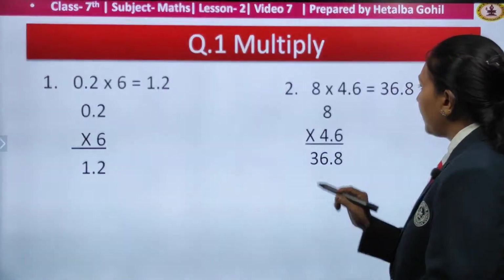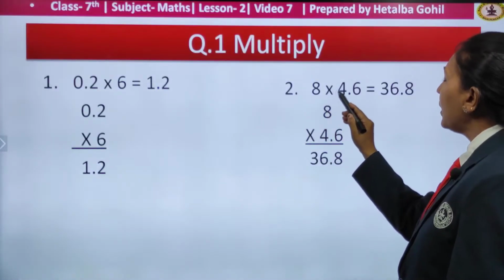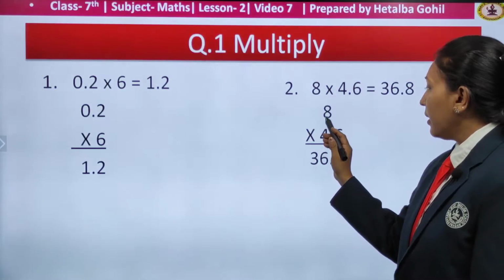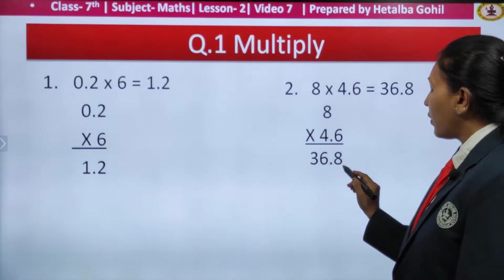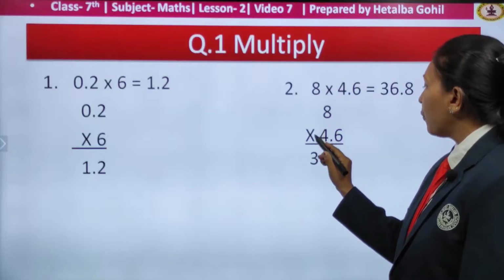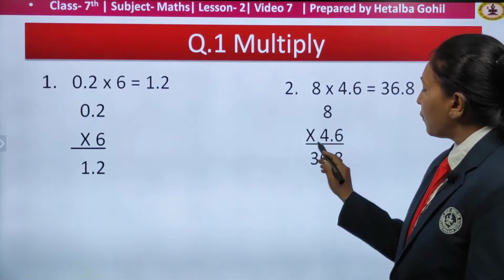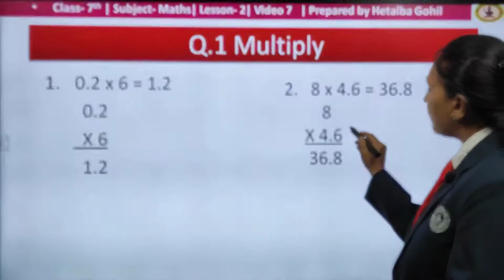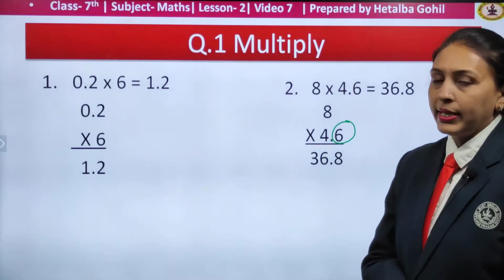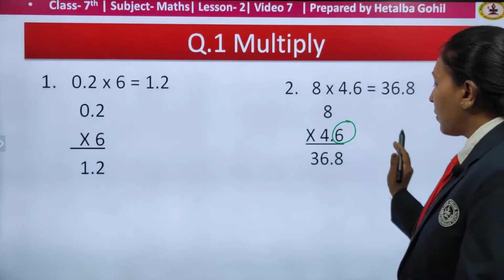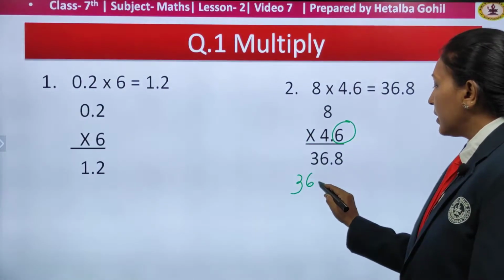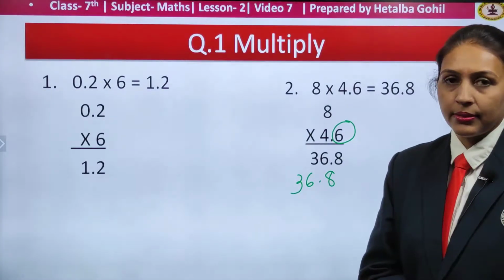Similarly, the next one we have is 8 multiplied by 4.6. Multiplying, you can see 6 8s are 48, carry 4 over here. 8 4s are 32 plus 4, I get 36. Now only one decimal place is to be counted. So in the product, from the right side, from the back, one place. So I will get my answer as 36.8.